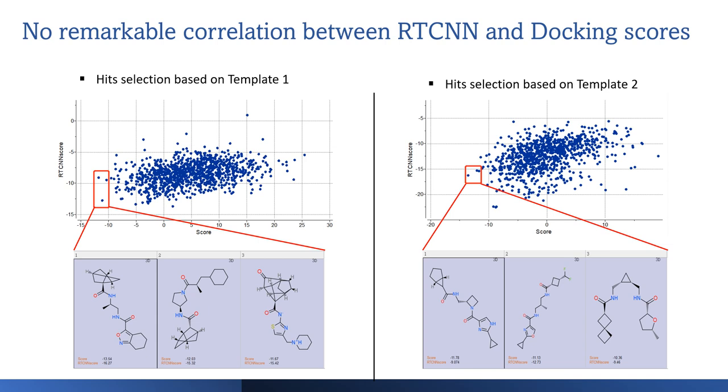For the plot on the left, the 3 hits are identical to the top 3 hits listed in the docking result from template 1. For the plot on the right, the 3 hits are identical to the top 3 hits that are listed in the docking result from template 2.